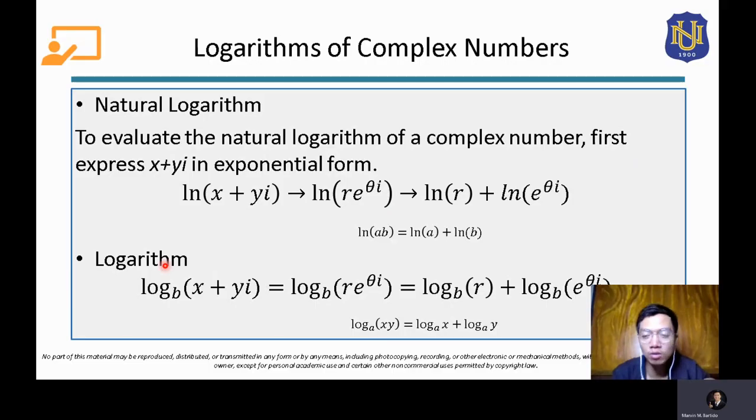Also for logarithm, it will be the same. We cannot solve this using your calculator. That will just be a math error if you solve for the logarithm of x plus yi. So instead, we're going to apply this. We first have to convert your x plus yi into exponential form, so that will be r e raised to theta i. Then we're going to apply again the laws for logarithm, the logarithm of a product. That will just be log of r with base b plus log of e raised to theta i with base b. Okay, so let's try to solve problems for this topic.